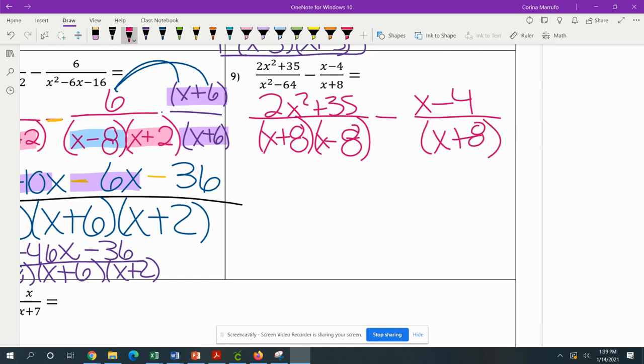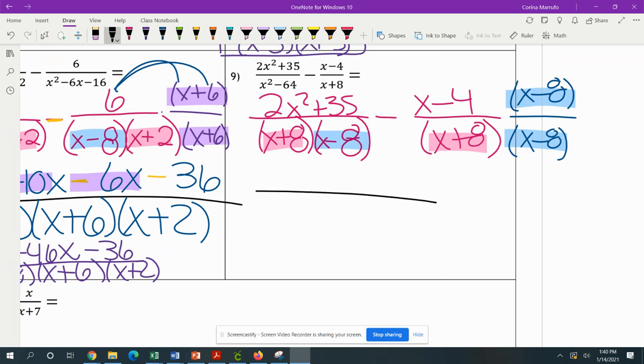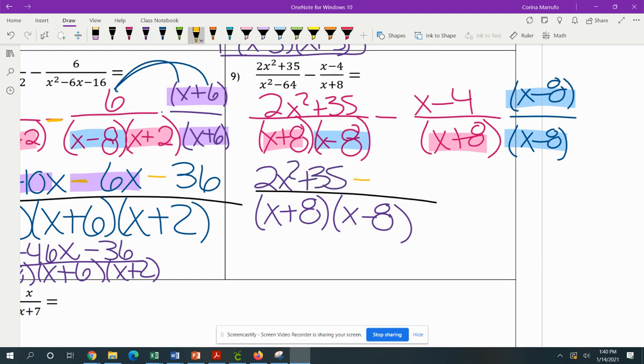Okay, so then we notice they both have an x plus 8 in common, but this side does not have this x minus 8. So I'm going to have to add it by multiplying the top and the bottom by x minus 8. Okay, so then we have a common denominator. Our common denominator is x plus 8, x minus 8. And then on the top here, I have 2x squared plus 35. We have a subtraction again, so we have to remember to distribute this minus to whatever we get there.